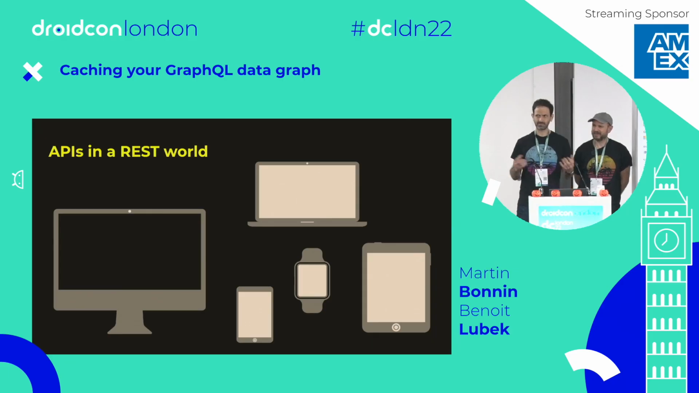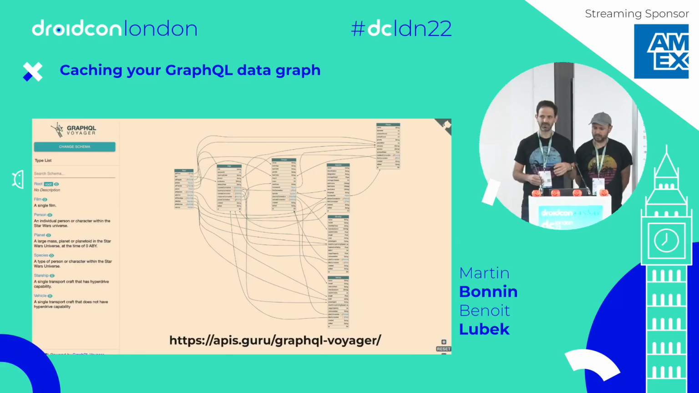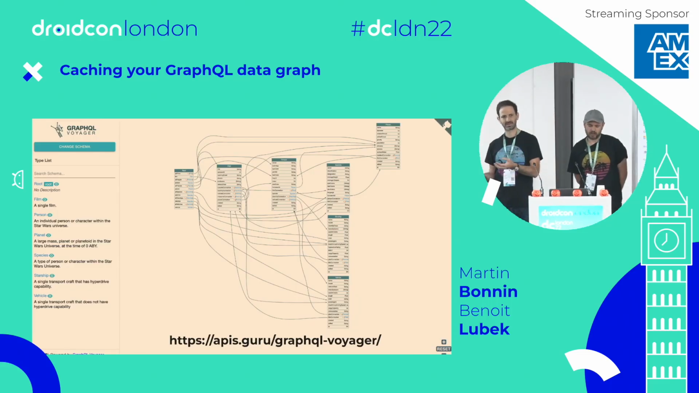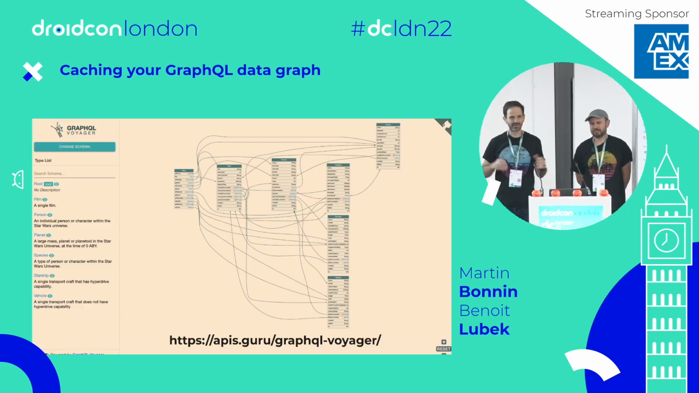So Facebook in 2014 was in front of this problem, and they were thinking, what if instead of thinking in terms of routes, we think in terms of graph? And instead of exposing a lot of different endpoints, we expose just one endpoint with the full graph. So this is an example of a graph. This is obviously not the Facebook graph because it would be way bigger, and also because it's not public. But this is how it looks.